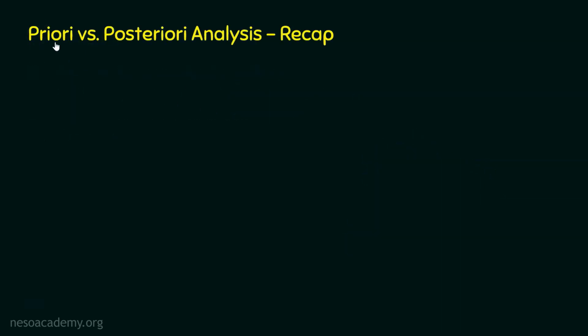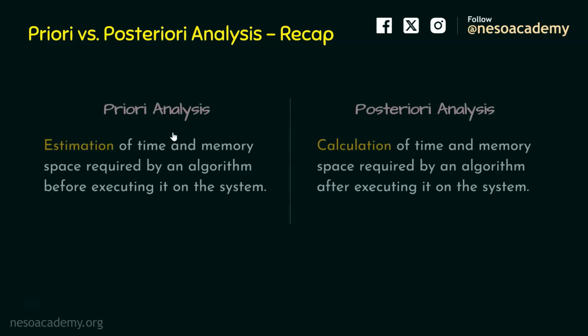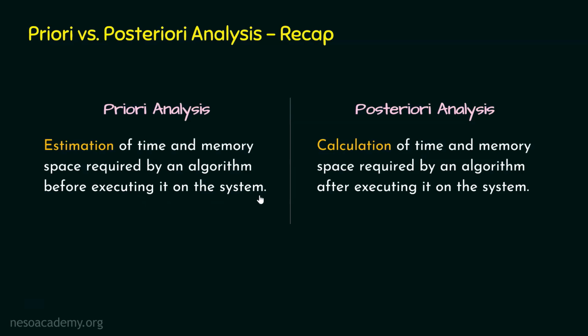We know the difference between priori and posteriori analysis from our previous chapters. Let's get the quick recap. In case of priori analysis, we estimate time and memory space required by an algorithm before executing it on the system. But in case of posteriori analysis, we calculate time and memory space required by an algorithm after executing it on the system.